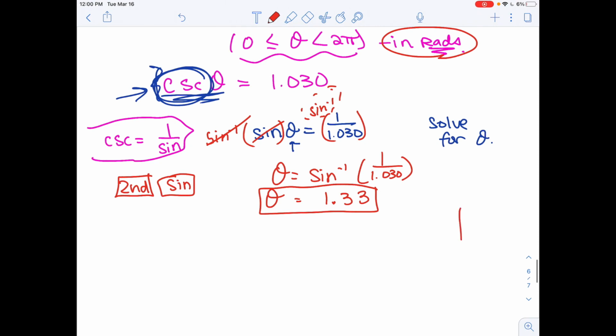So remember, 1.3 radians, if I want to graph this, is equivalent to, now if I want to turn that into degrees, I'm going to multiply by 180 and then divide by pi. And I get approximately 76.1 degrees. So that's about right here, okay? This is about 1.33 radians. I want to know where else the cosecant of theta is equal to this.